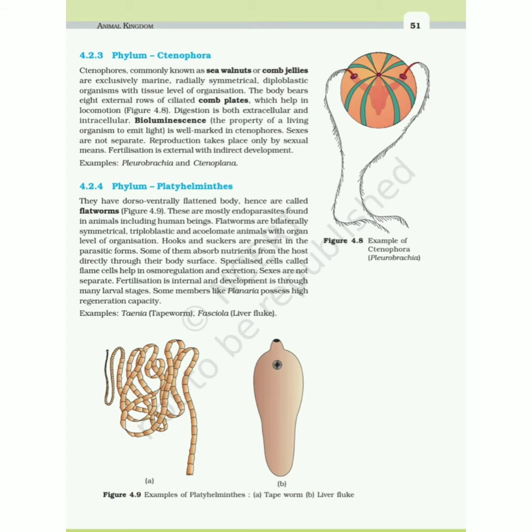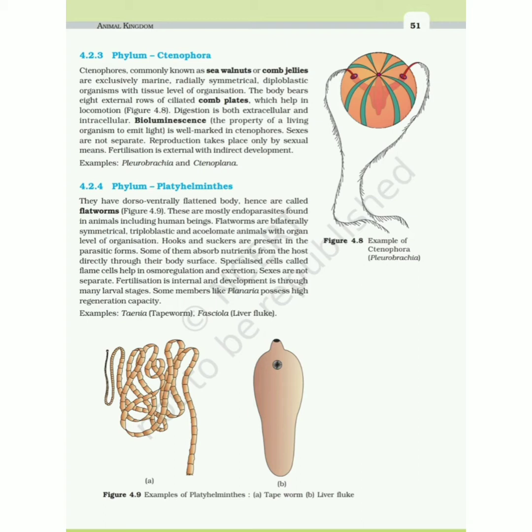4.2.3 Phylum Ctenophora. Ctenophores, commonly known as sea walnuts or comb jellies, are exclusively marine, radially symmetrical, diploblastic organisms with tissue level of organization. The body bears 8 external rows of ciliated comb plates, which help in locomotion, figure 4.8. Digestion is both extracellular and intracellular. Bioluminescence, the property of a living organism to emit light, is well marked in Ctenophores.